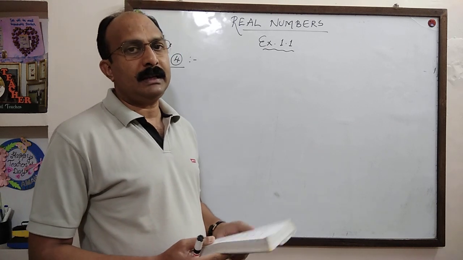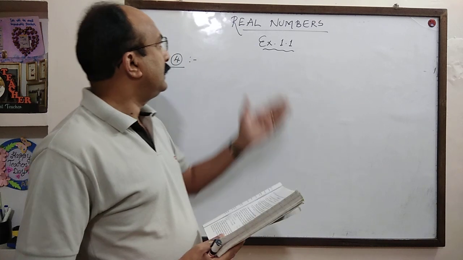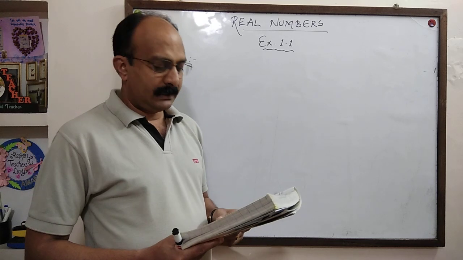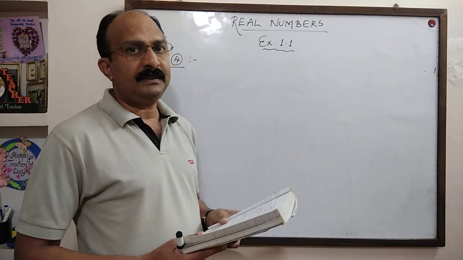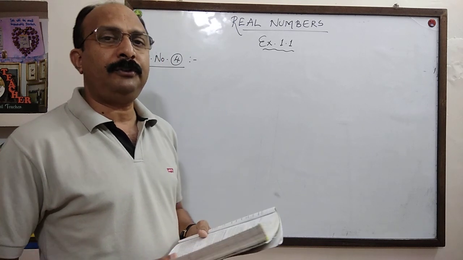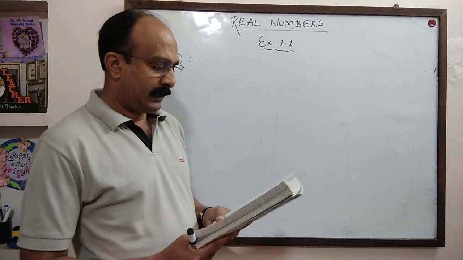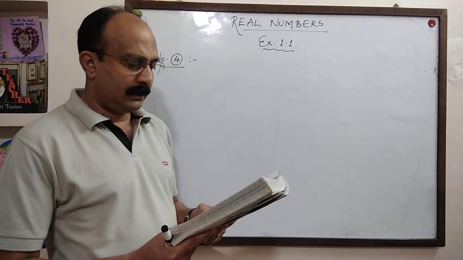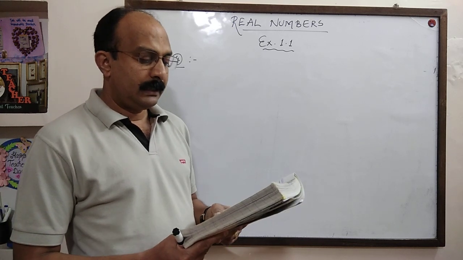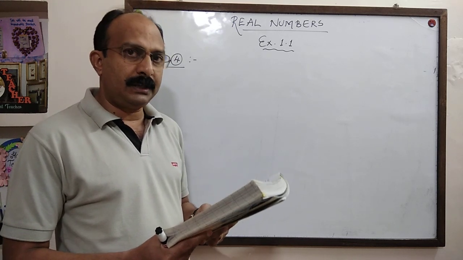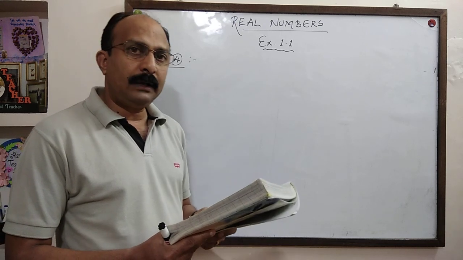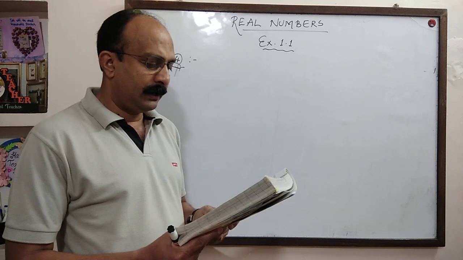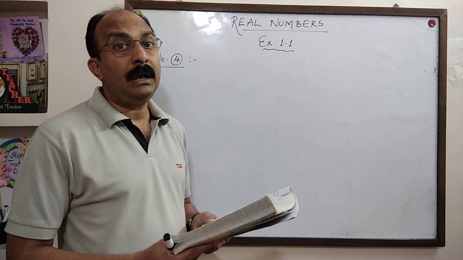Today I am continuing with class 10 mathematics chapter 1 real numbers exercise 1.1. In my previous class I have done the first 3 questions of this exercise, so I am continuing with question number 4 in this video. Question number 4 is: use Euclid's division lemma to show that the square of any positive integer is either of the form 3m or 3m plus 1 for some integer m.